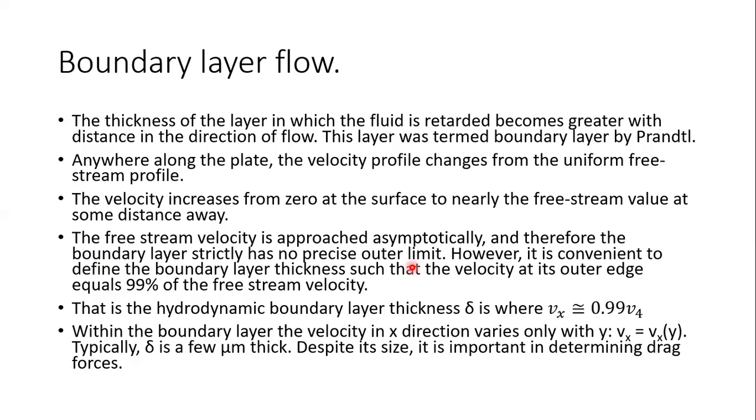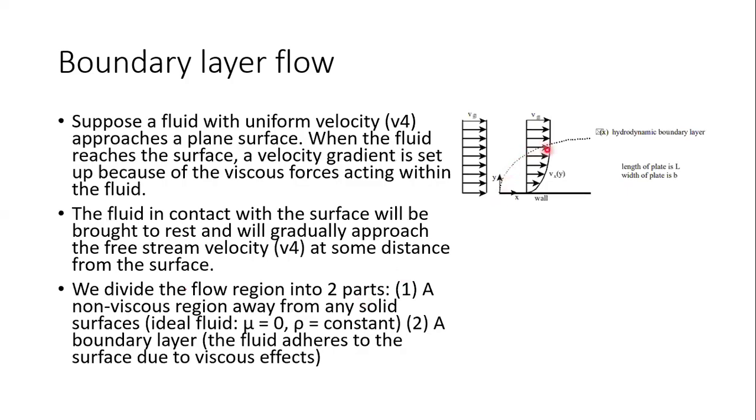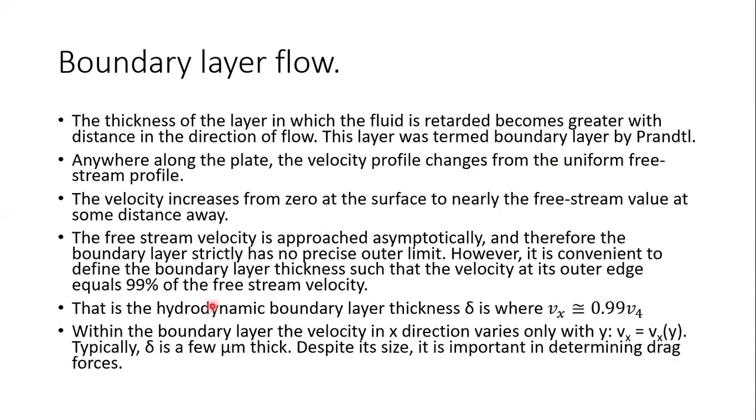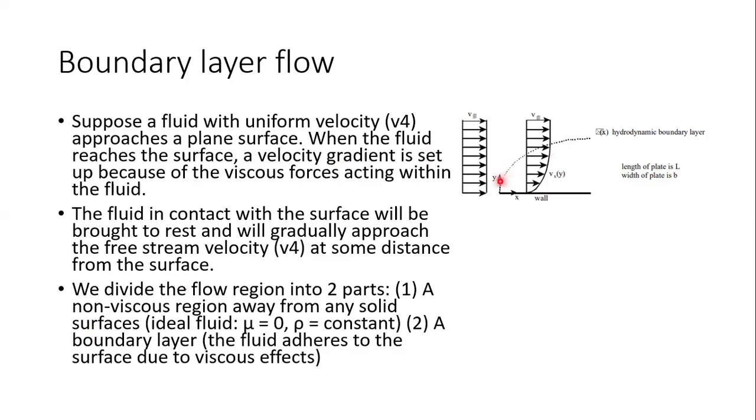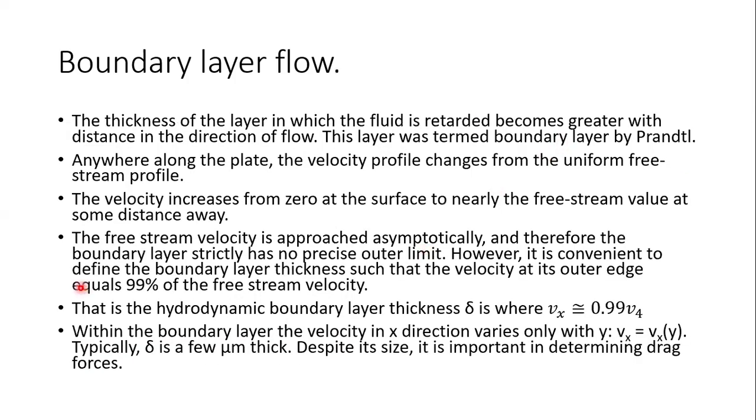So the free stream velocity, if we look at this diagram, what we are saying is that this boundary layer, right? If we look at the velocity profiles, just below the boundary layer, we can get very, very close to the free stream velocity, but we can never actually get to the free stream velocity. So what we can define is that at the outer edge of the boundary layer, so that's just where the broken line is, because we can never actually get to the free stream velocity, our maximum velocity we can reach should be 99% of that. Right? So that's why we are saying that it doesn't have a precise outer limit, but then we can define the boundary layer thickness so that the velocity at its outer edge is 99% of the free stream velocity, right? So the hydrodynamic boundary layer thickness is represented with delta, and that's the point where Vx, that's the velocity at any point, is equal to 99% of our free stream velocity, which is represented with V∞.